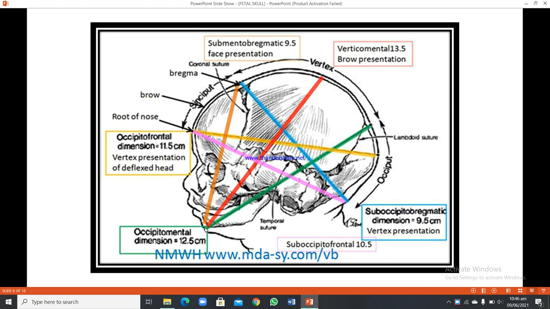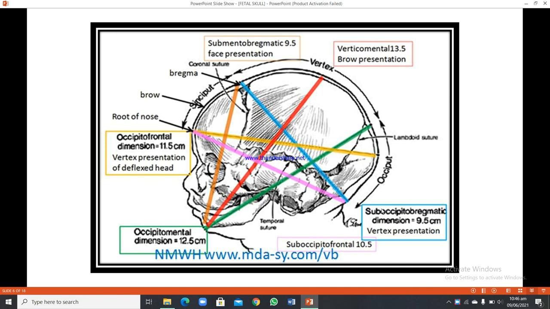Now if we measure the diameters one by one, from the mentum, that is the chin of the fetus, to the bregma, that is submentobregmatic, 9.5 centimeter, and this diameter is presented in the face presentation. And here is the vertico-mental, 13.5. This is presented in the brow presentation, and this diameter of 13.5 centimeter cannot pass through the pelvic outlet, and here cesarean section is indicated.